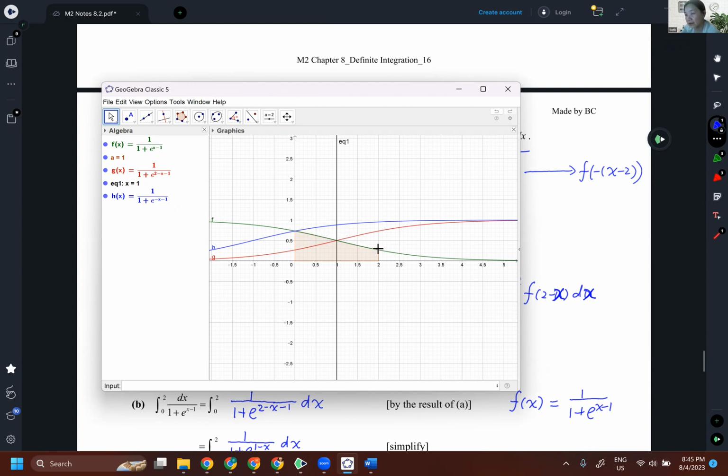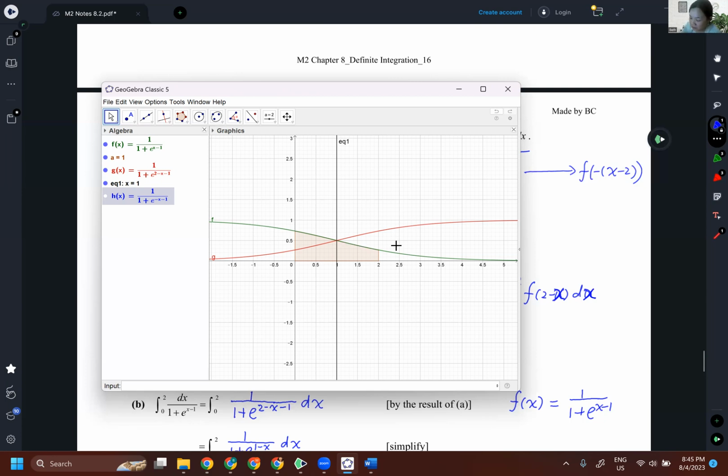Now the green one is reflected to be the blue one, and then the blue one is translated to the red one. So if we ignore the middle, h of x, the final result, the relation between the green one and the red one, is that they're symmetrical along this line in the middle, x equal 1.